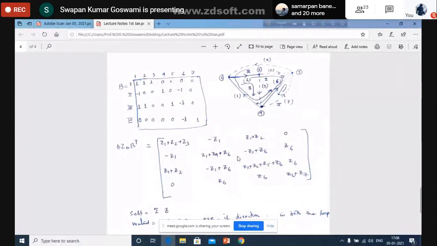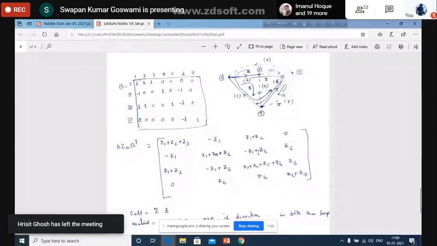Okay, now let us come to this one, Z23. Between loop 2 and loop 3, what are the common? This is loop 2 and this is loop 3. Common are elements 1 and 6, they are common. So Z1 and Z6 are there. Now the sign of Z1 and Z6 here.